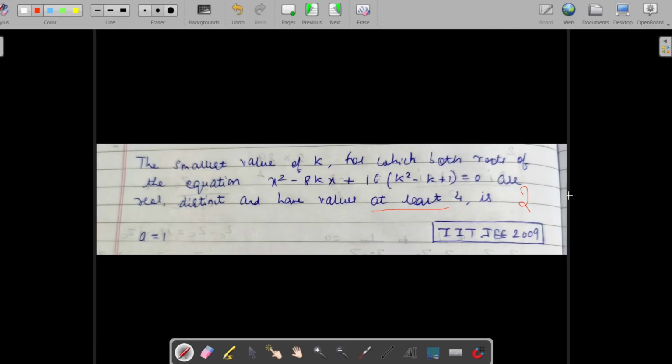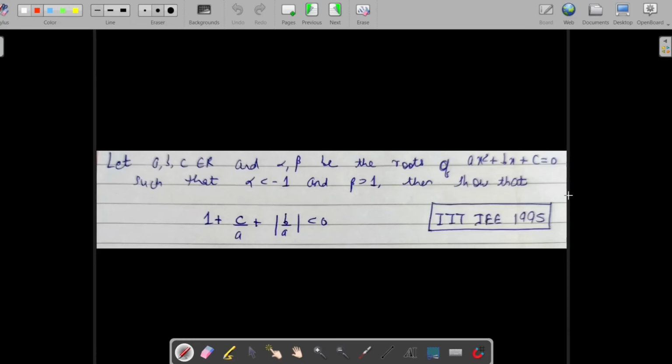So because you have already read the theory now, you have already done almost more than half of your work if you have identified which case it is. Similarly, we had another question in JEE 1995.